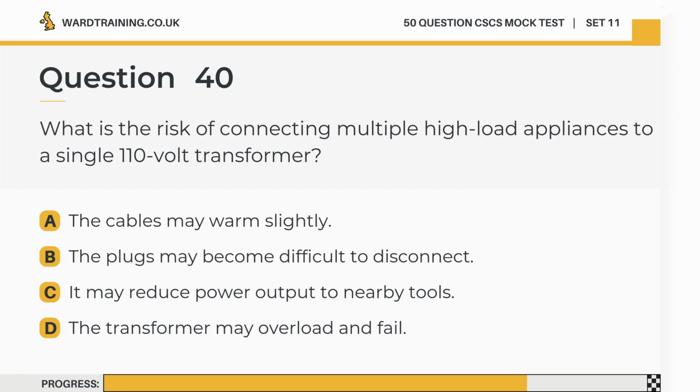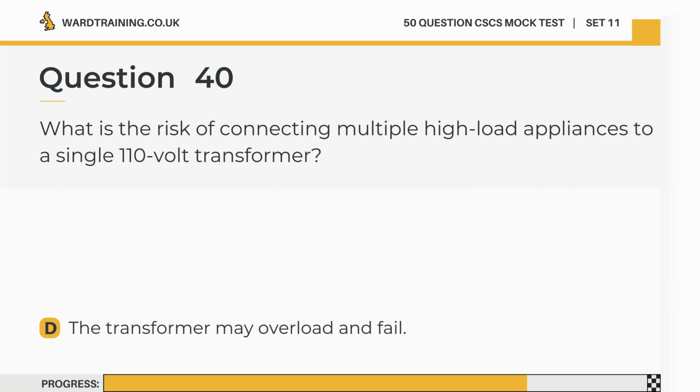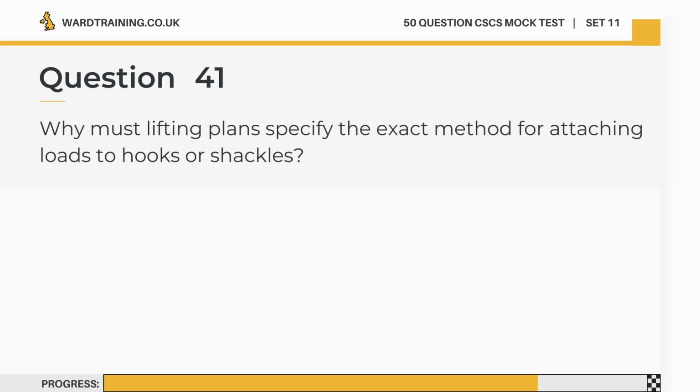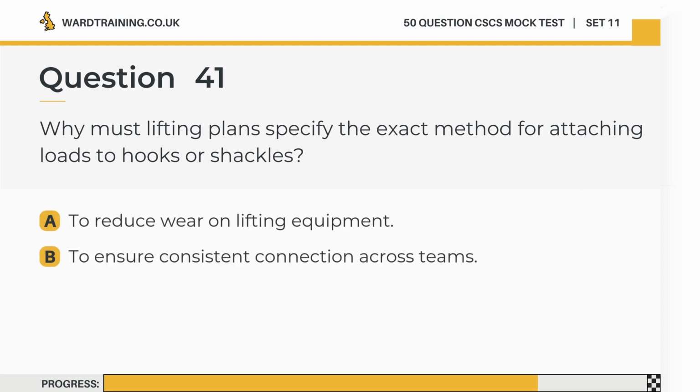The correct answer is D. The transformer may overload and fail. Question 41. Why must lifting plans specify the exact method for attaching loads to hooks or shackles? A. To reduce wear on lifting equipment. B. To ensure consistent connection across teams.